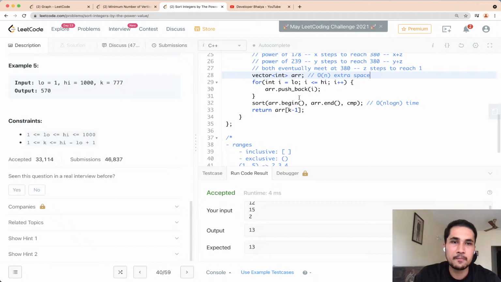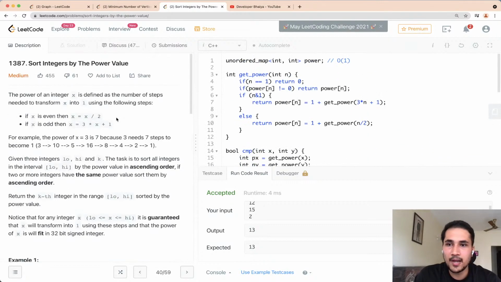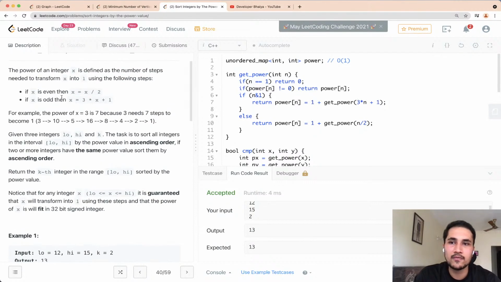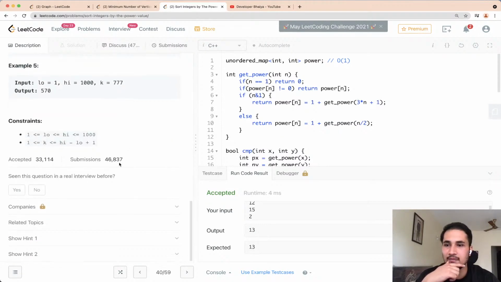I think we can do something like BFS. BFS traversal might play some role because what essentially happens is you can think of this as transforming x into this even number. It's simply an edge from x to x by 2 or from x to 3x plus 1. So you can think of it like a graph as well. And eventually all the nodes are converging at 1. And the power of a node is basically the number of edges it needs to reach the node 1. So you can think in terms of graph as well, but I don't really see any value. But let's have a quick look at a hint.